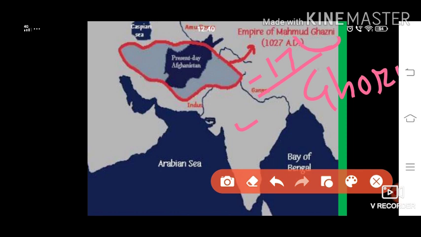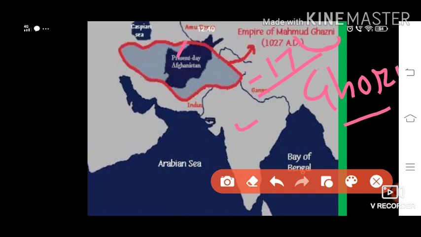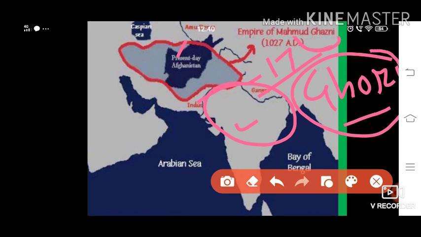Now when we talk about Muhammad Ghori, he was also very ambitious like Mahmud of Ghazni. He too wanted to expand his empire. But his motive was not only to plunder money, but to set up an empire in India. What was Muhammad Ghori's motive? His motive was not only to plunder money, but to set up an empire in India.